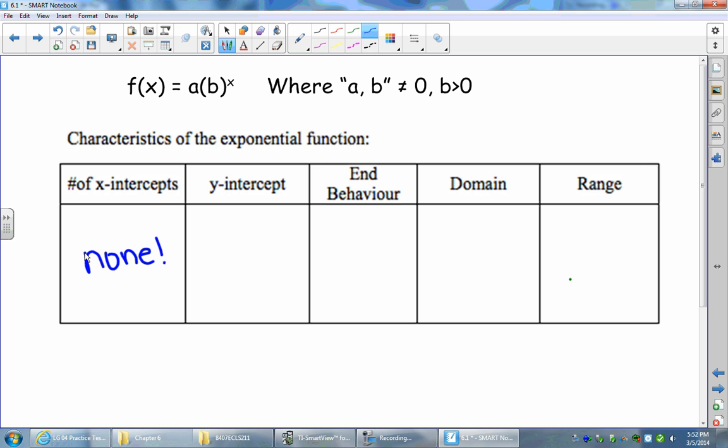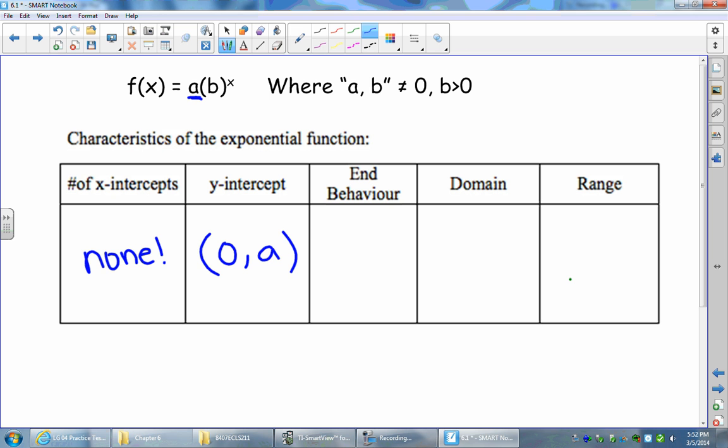The y-intercept is always equal to your a value. So whatever this a value is, that is what your y-intercept is going to be. So your y-intercept is always going to be at the point (0, a).